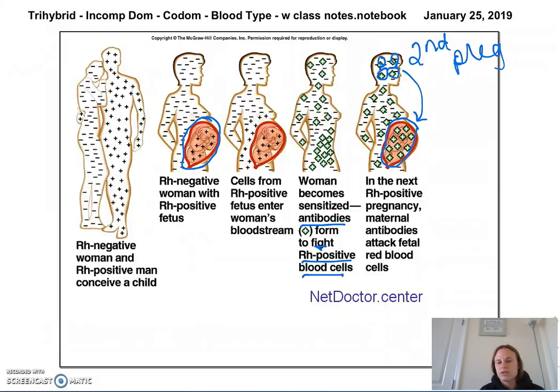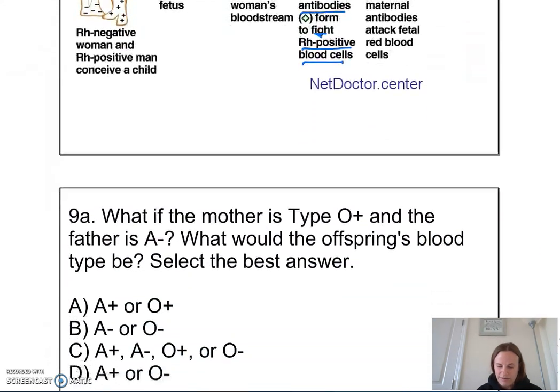Fortunately, in developed countries like the United States, we have medications that we can give to the pregnant woman that enable her to have an Rh positive fetus without the antibodies attacking that fetus.